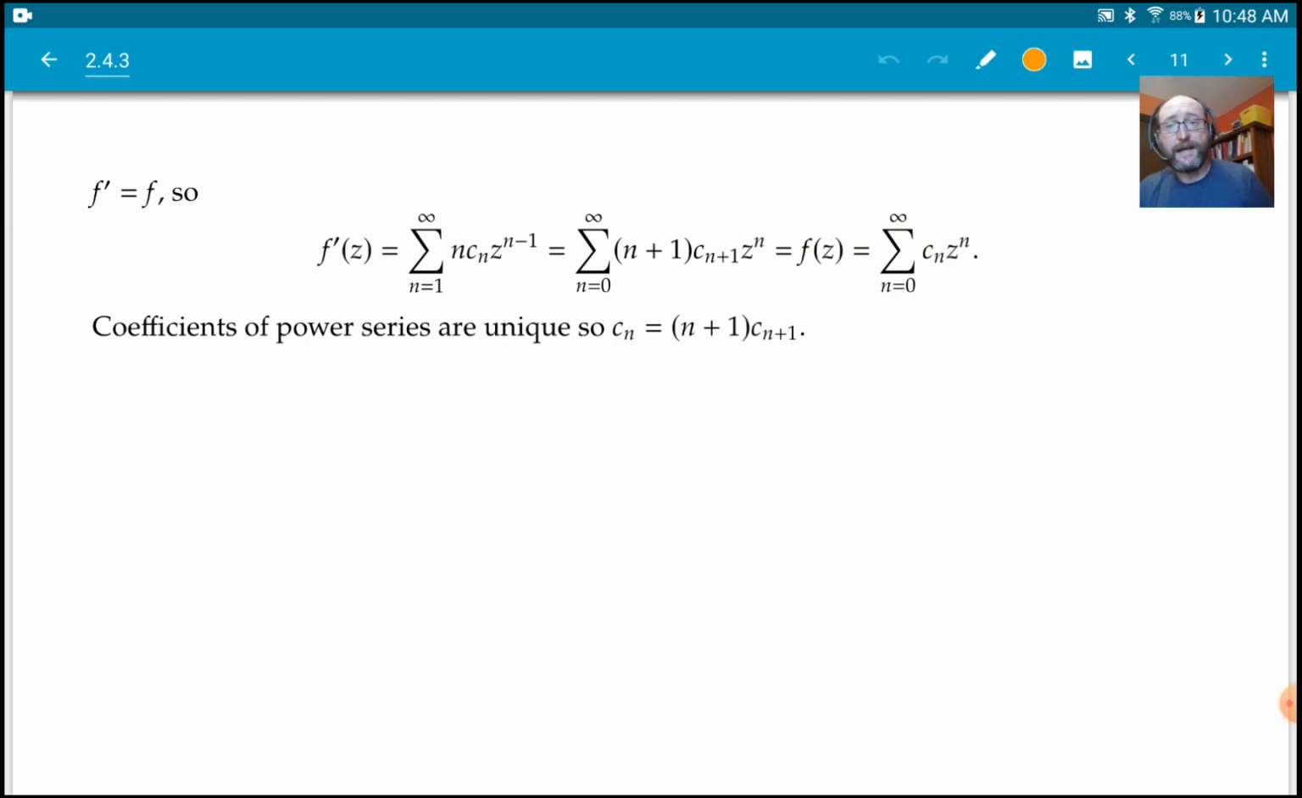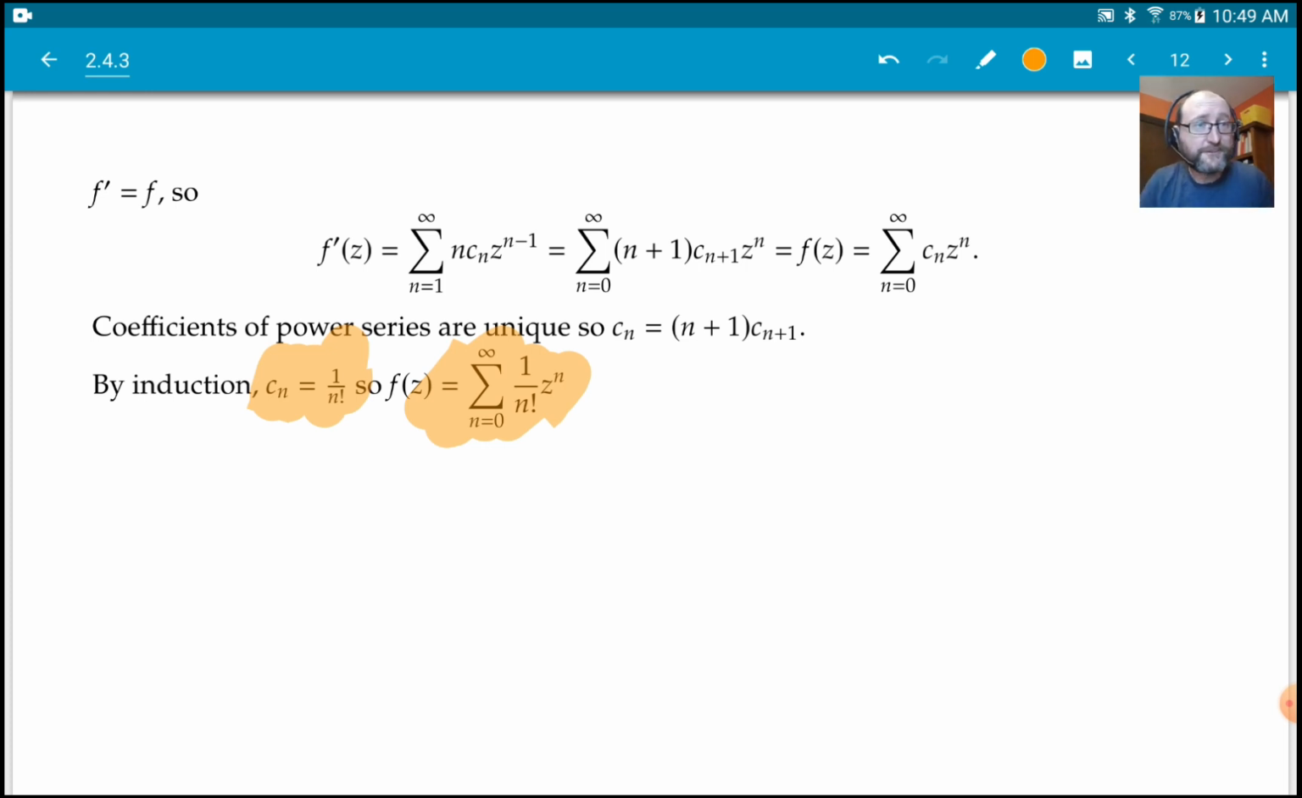Now, coefficients of a power series are unique. We've shown that, right? That means that the only way for this power series to equal this power series is for the coefficients to be equal, right? So we have this equation for the coefficients. And you just do a little bit of induction, starting with the fact that C0 is 1, and then you basically have to keep dividing by higher and higher n. You get that Cn is 1 over n factorial. A simple exercise in induction, right? So we see that if there is a convergent power series that satisfies those two conditions, it has to look like this.